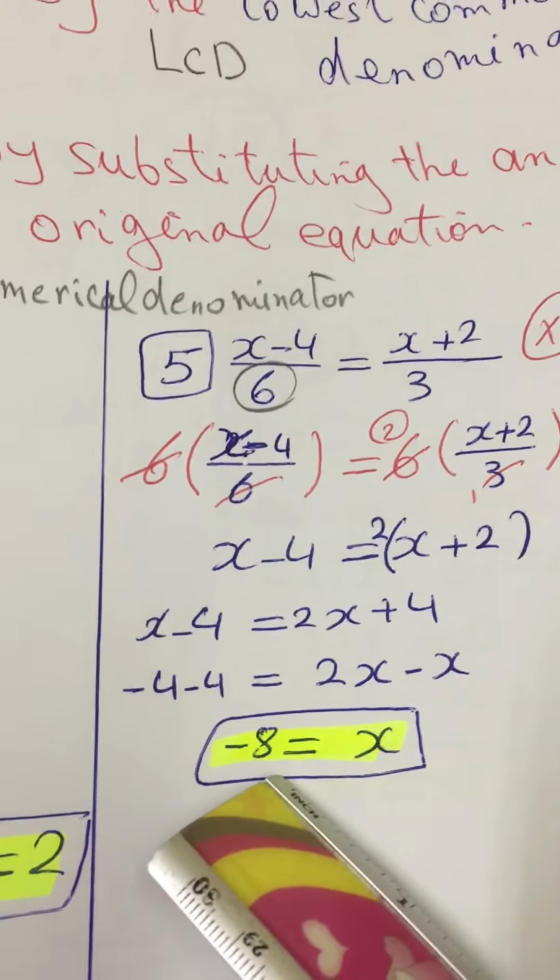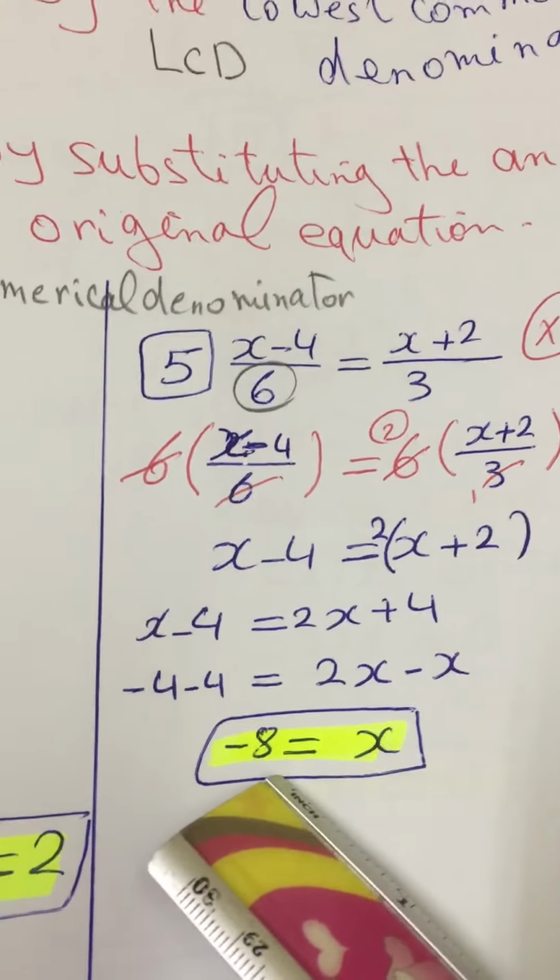I am still with you in exercise 5, page 369. I'll take number 9. I have the fraction (2x minus 3) over 6 plus (x plus 2) over 3 equal 5 over 2.